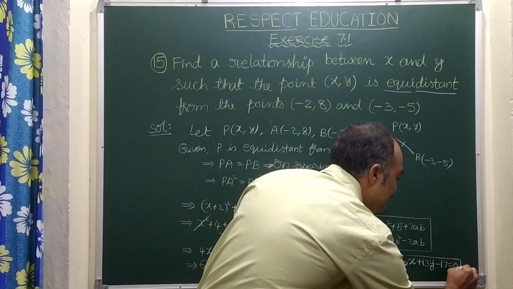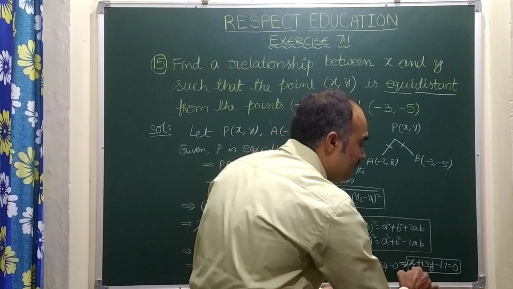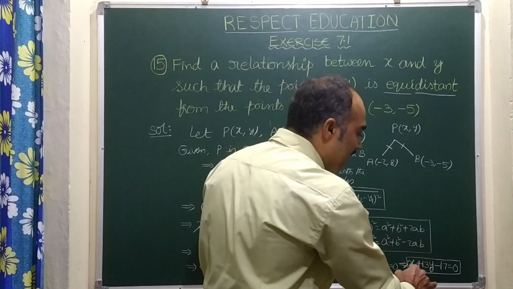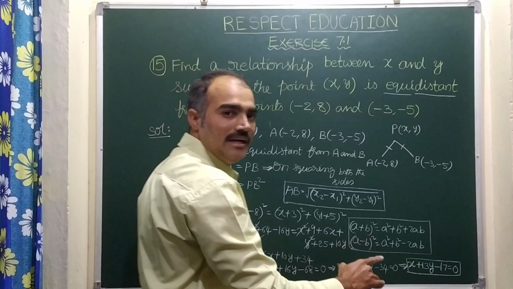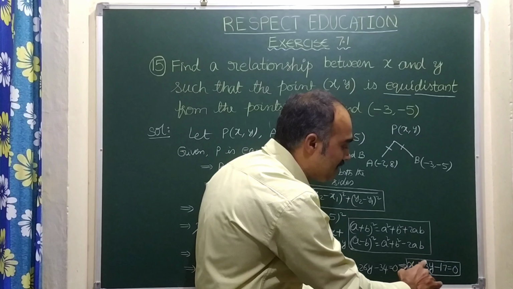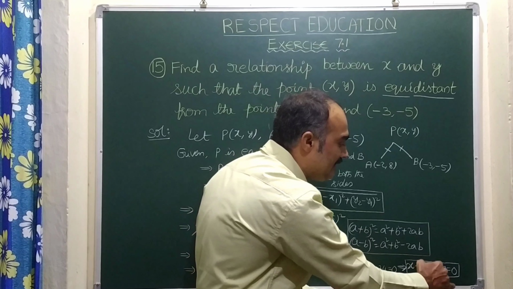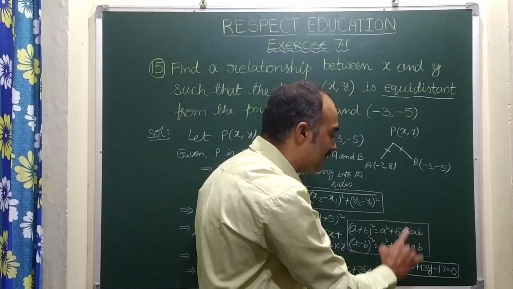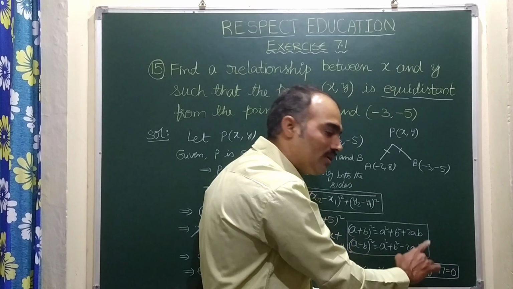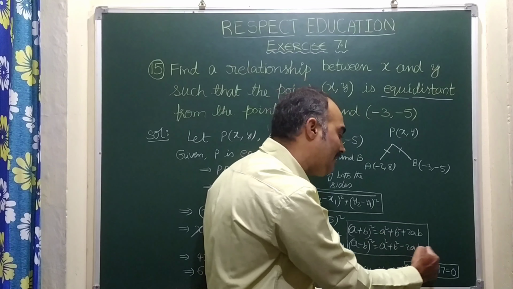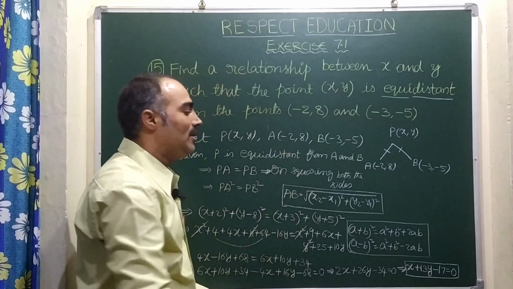So this is the final answer, and this is the required relationship between x and y. You asked to find a relationship. So the relationship is x plus 13y minus 17 equal to 0, or you can send this negative 17 to the other side. It can be said as x plus 13y equal to 17. So you can leave the answer like this, or you can write that step also. So this is the final step for this problem, the 15th one.